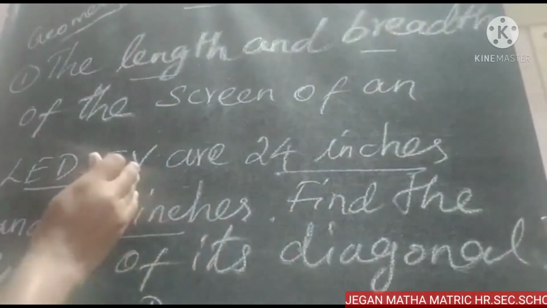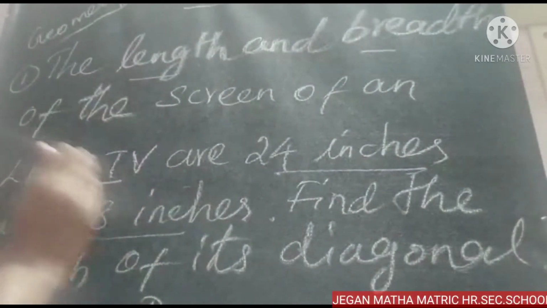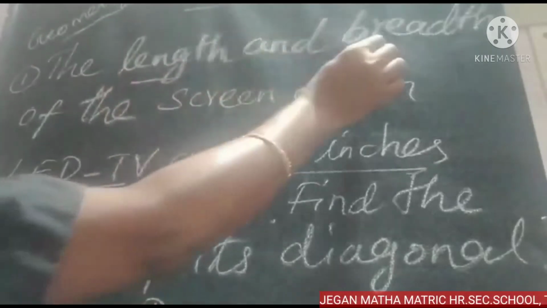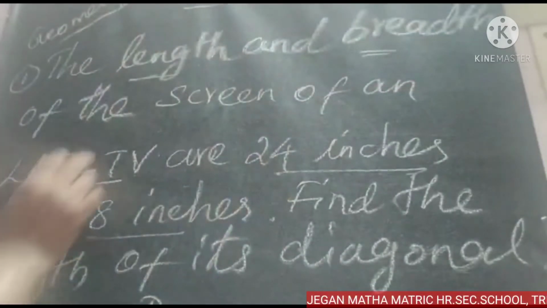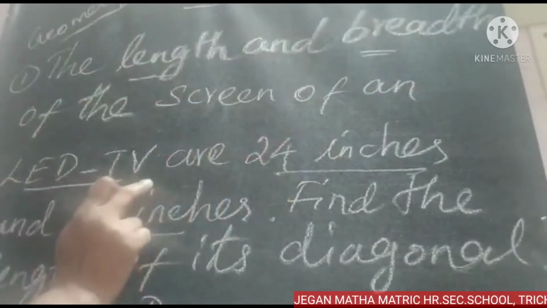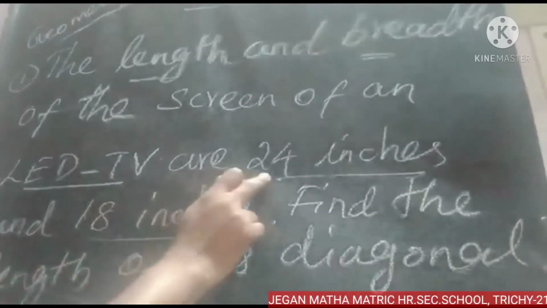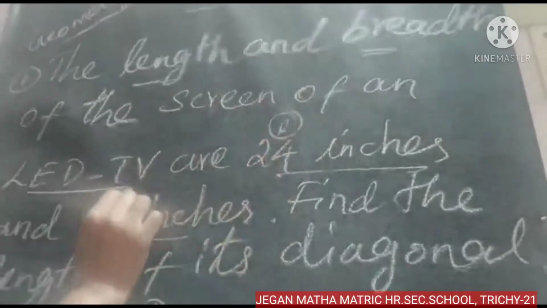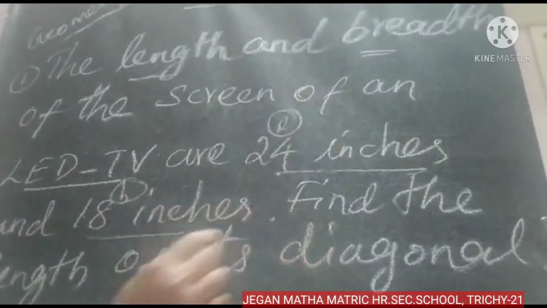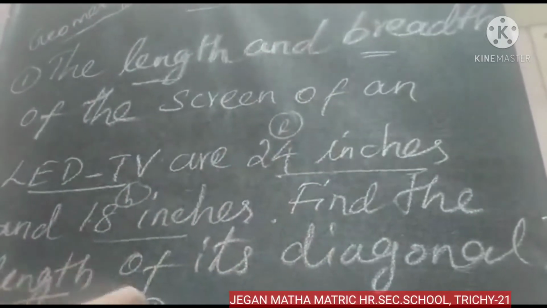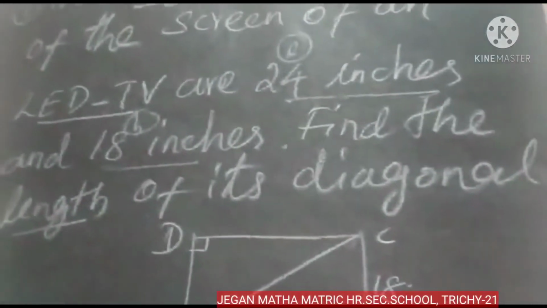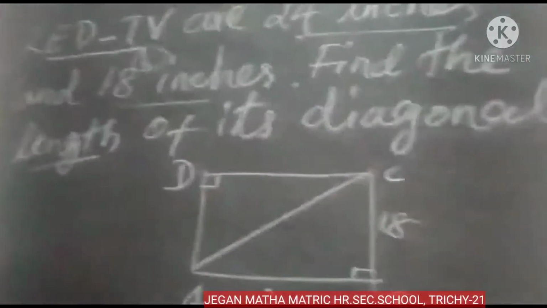So the shape of the LED TV is a rectangle, because they have given length and breadth. L and B are given for the rectangle-shaped TV, as 24 inches and 18 inches. 24 is the L, and the breadth is 18. You have to find the length of its diagonal.